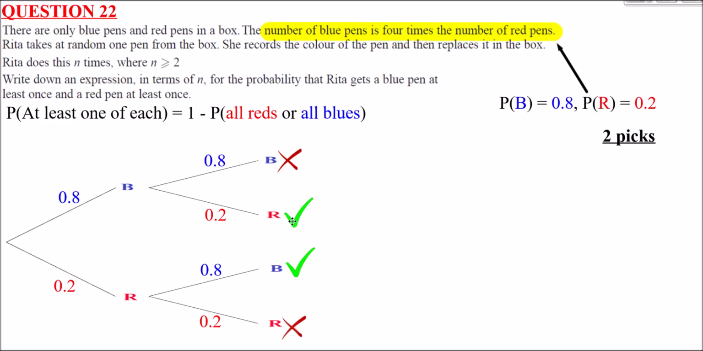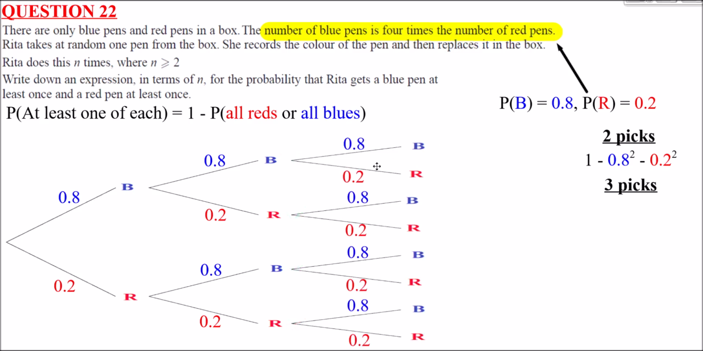So considering 2 picks, it's 1 minus this branch here, which is 0.8 times 0.8. Remember, as you go along the branches, you multiply. And this one here we don't want, so we subtract away 0.2 times 0.2, which is 0.2 squared. So for 2 picks, when n is 2, that's what we'd have. Let's add in a third pick and see if we can spot what's going to happen. For a third pick, we can add an extra row of branches on. So 3 picks would look something like this.